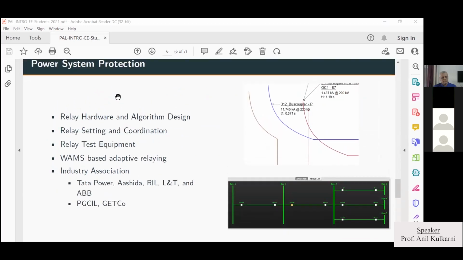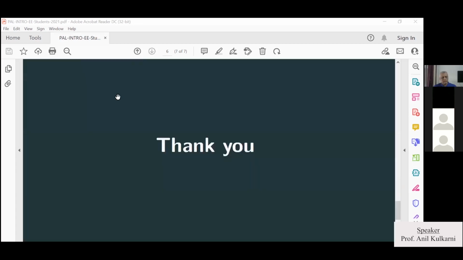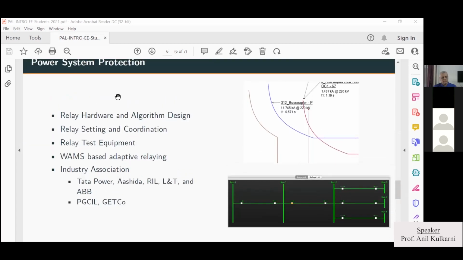On a more nuts and bolts point, we are also looking into development of relay hardware and algorithm designs. These are devices which protect the system, and you need to develop appropriate logic so that whenever there's a fault in the system, only the equipment which is faulted has to be removed from the system. These relays have sophisticated algorithms which need to be designed to differentiate and determine where faults have occurred. In addition, of course, we work on modeling and simulation and any other analytical aspect relating to power systems.